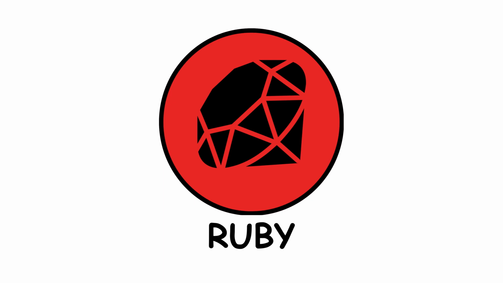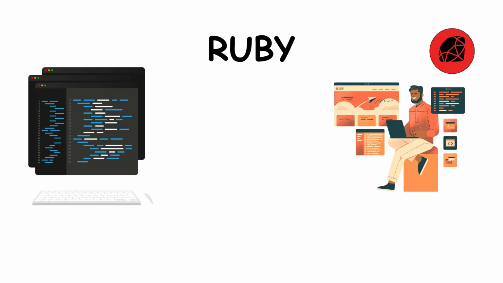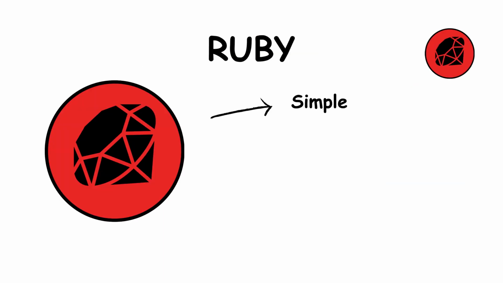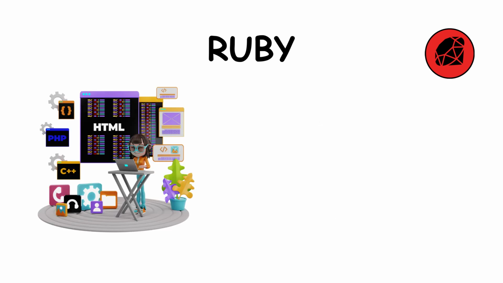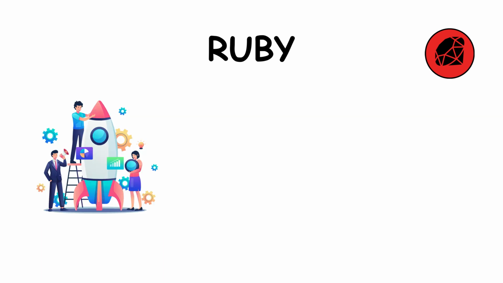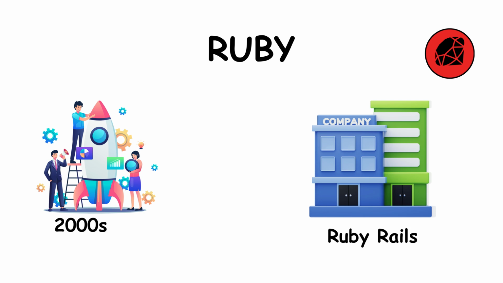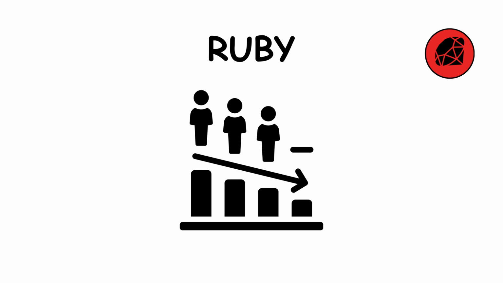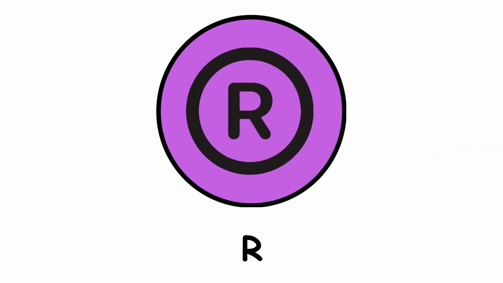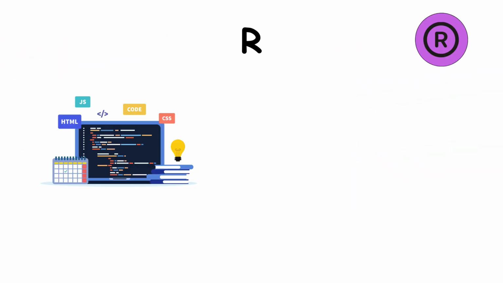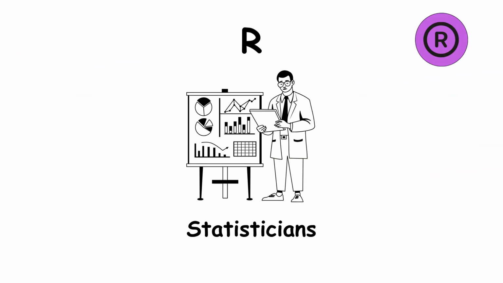Next is Ruby, a language built for developer happiness. Ruby is simple and elegant, and with the Ruby on Rails framework, it made web development quick and fun. Many startups in the 2000s built their companies on Ruby on Rails, and while it's less popular now, it inspired countless modern frameworks. Now R, a language made by statisticians for statisticians.